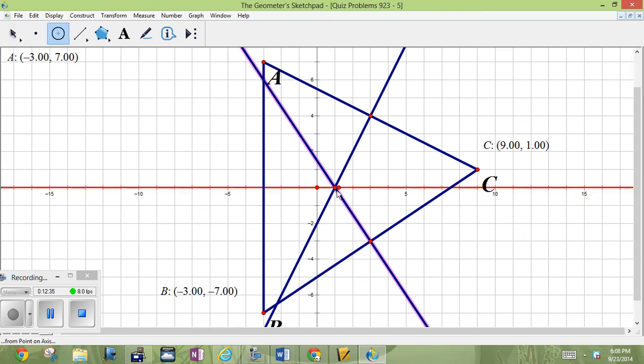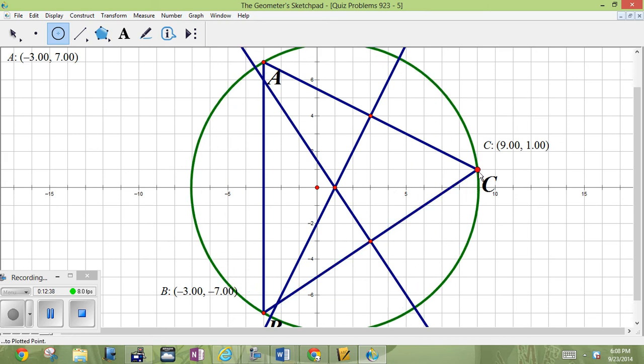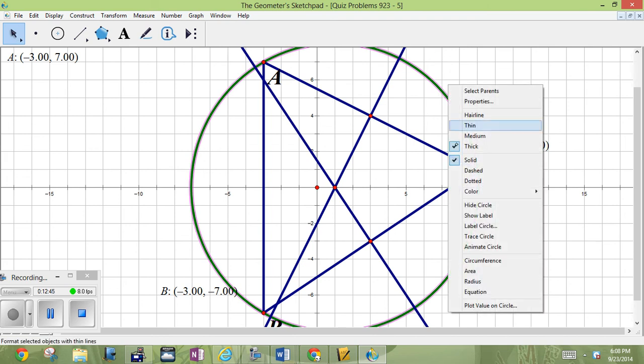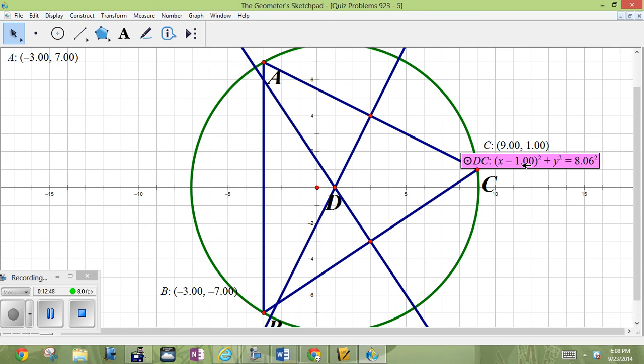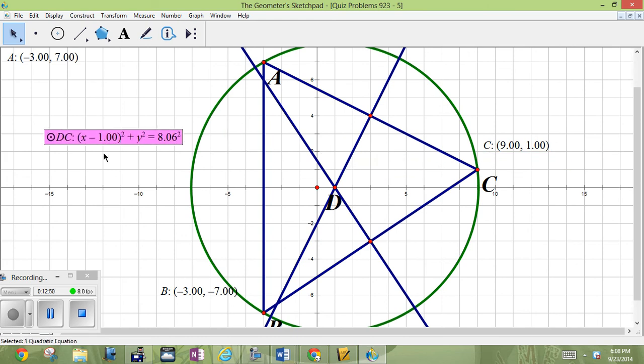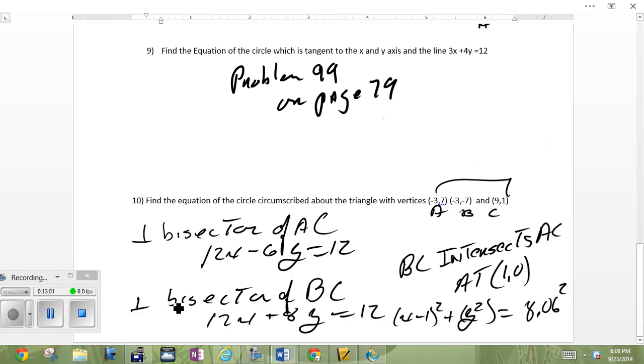So I then swept out a circle from there, just to touch those points, and I asked for the equation of that circle, and the equation of that circle is exactly what we just found over there: x minus 1 squared plus y squared equals 8.06, and that I believe is exactly what we reported over here. That's how we do it. We account for the steps, get our answers, account for everything along the way. There you have it. Beautiful working technology.